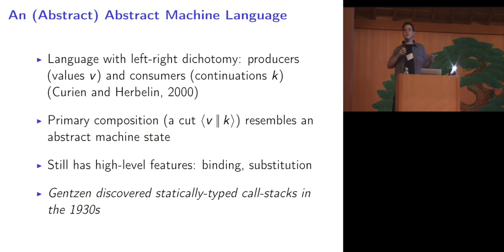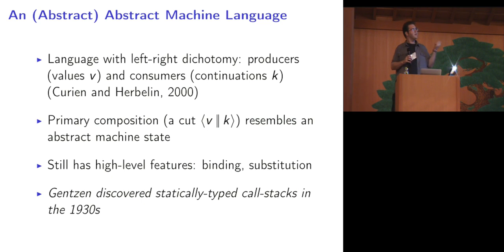And the primary composition operator of the sequent calculus is a cut. This is what connects a conclusion with an assumption, or connects an input with an output. And in the language that resembles the abstract machine state, we have a value or a computation that we're evaluating with respect to some continuation or context. But it's not quite as low level as most of the abstract machines we would use. It still has some nice features like binding and substitution for static variables, which makes it a lot easier to manipulate, like the lambda calculus, while still including some more details that matter for execution.